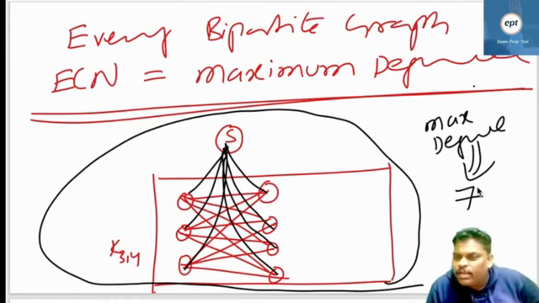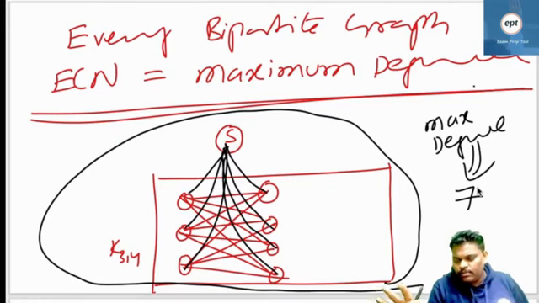Someone is saying that every bipartite graph is a simple graph. Yes, I think that is right. That is the reason two answers are coming. Every simple graph has edge chromatic number maximum degree or maximum degree plus 1. Because it is a bipartite graph, it is also a simple graph, so the answer could be maximum degree plus 1. But it is a special one, bipartite, so the answer is maximum degree only.